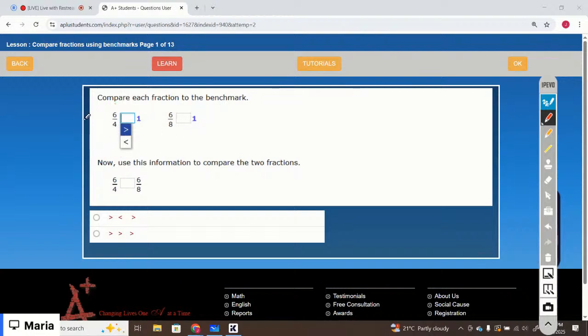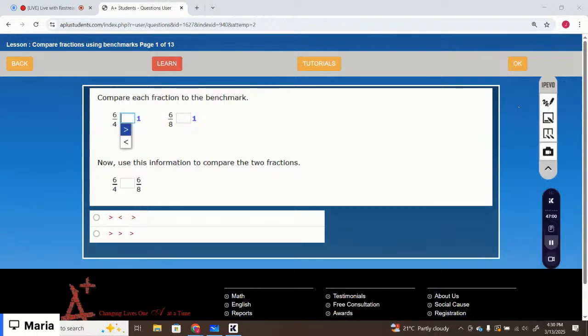For 6 by 4, the numerator is greater than the denominator, so obviously it is greater. 6 by 4 is greater than 1. Here we have 6 over 8 and 1. 6 over 8 is less than 1 because the numerator is smaller than the denominator, so less it is. So that means 6 by 4 is greater than 1 and 6 by 8 is less than 1. So that means middle it is. Option number 1 is the correct option.